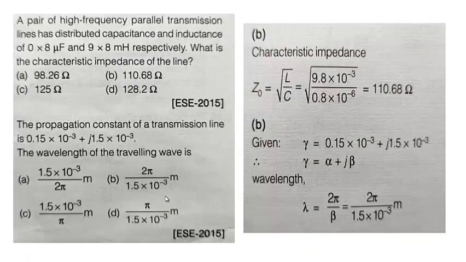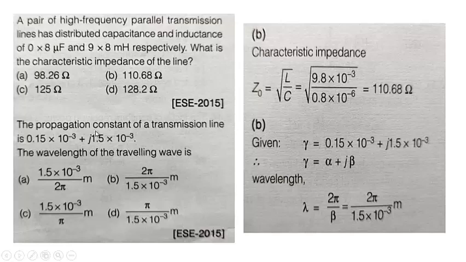Now a simple question. A pair of high frequency parallel transmission lines has a distributed capacitance and inductance of this and this respectively. What is the characteristic impedance? Characteristic impedance will be simply root of L by C. L is given over here, that is this, C is given in this. So you can get the value, it is 0.8 here, and it comes out to be 110.68 ohms.